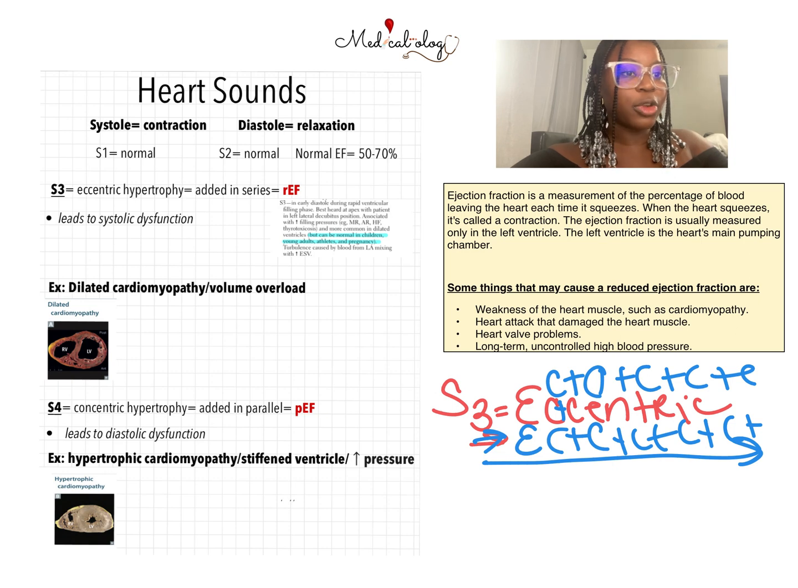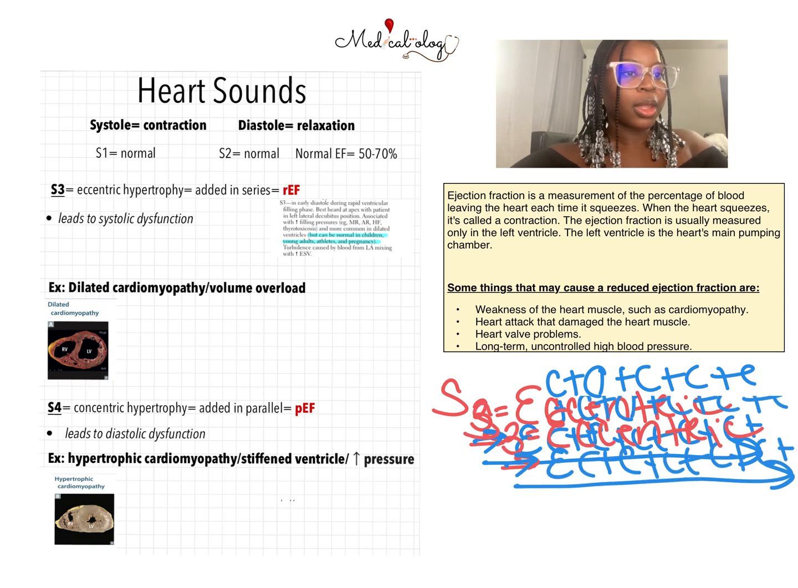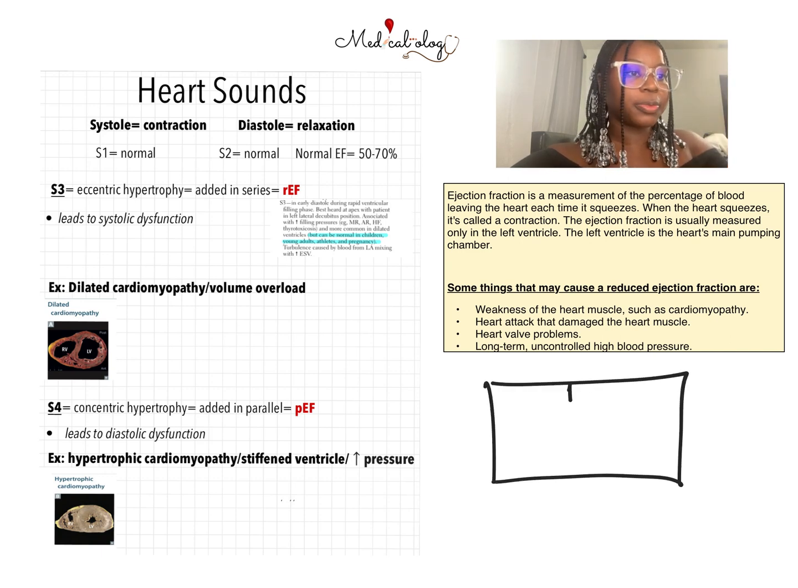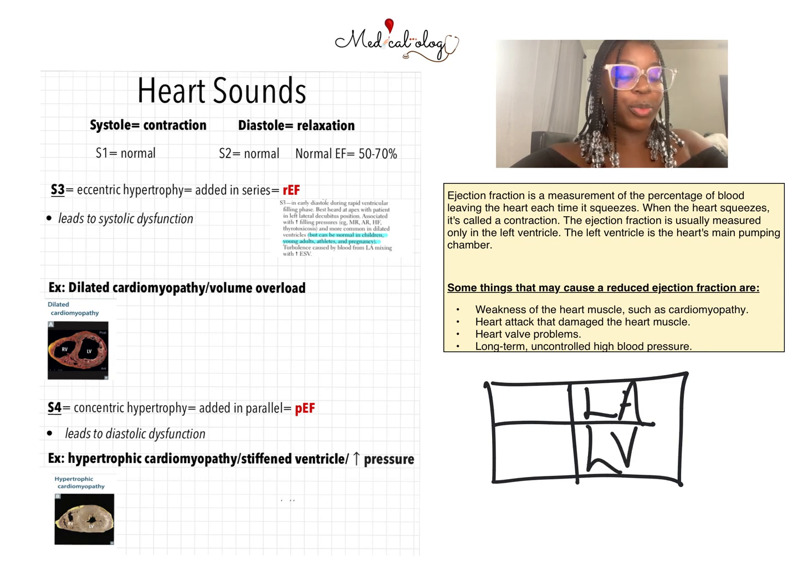So let me get this out of your way, guys. Let me get it out of your way. We have to start off with the basics, right? So let's go in and write in our box. This is our left atrium, and this is our left ventricle, right?